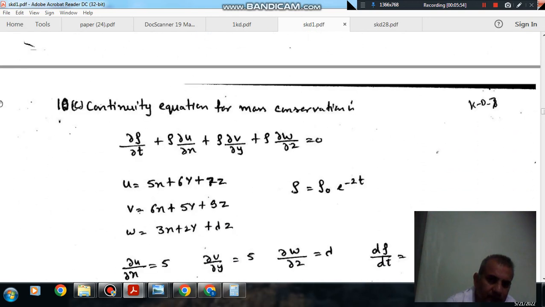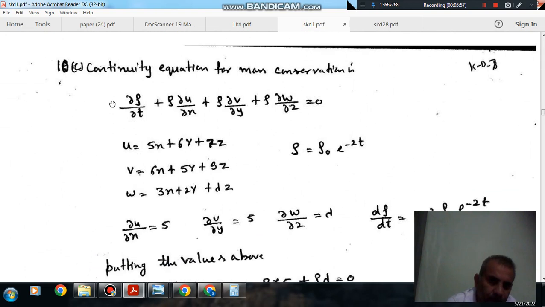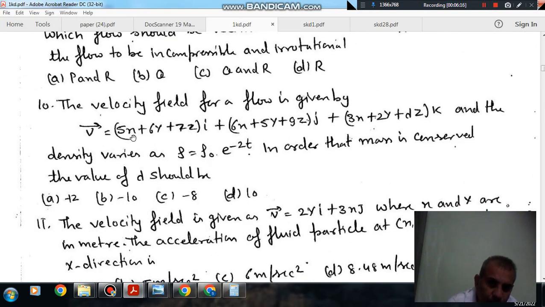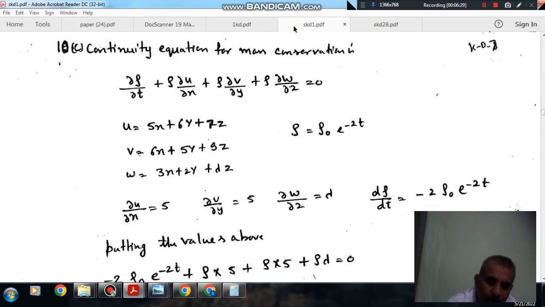For the mass conservation, this continuity equation should be satisfied. Here the density term is also involved, so that is ∂ρ/∂t + ρ ∂u/∂x + ρ ∂v/∂y + ρ ∂w/∂z equal to 0. So u is your 5x + 6y + 7z, v is your 6x + 5y + 9z, and w is 3x + 2y + λz. And rho is rho naught e to the minus 2t.